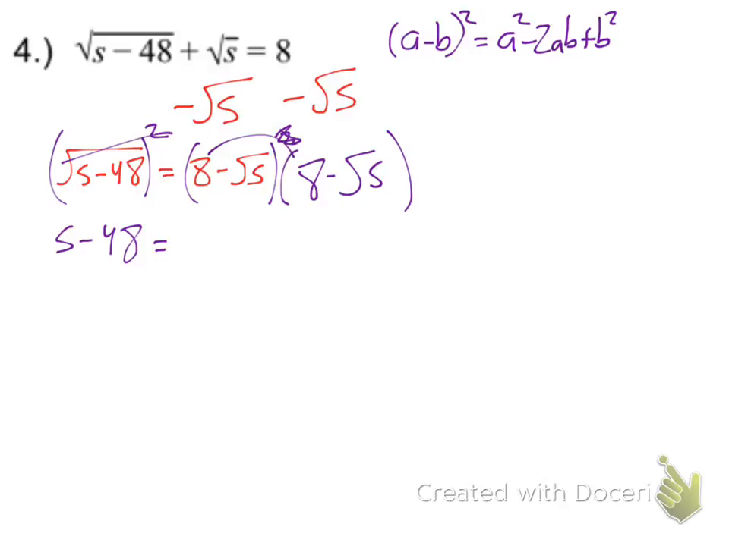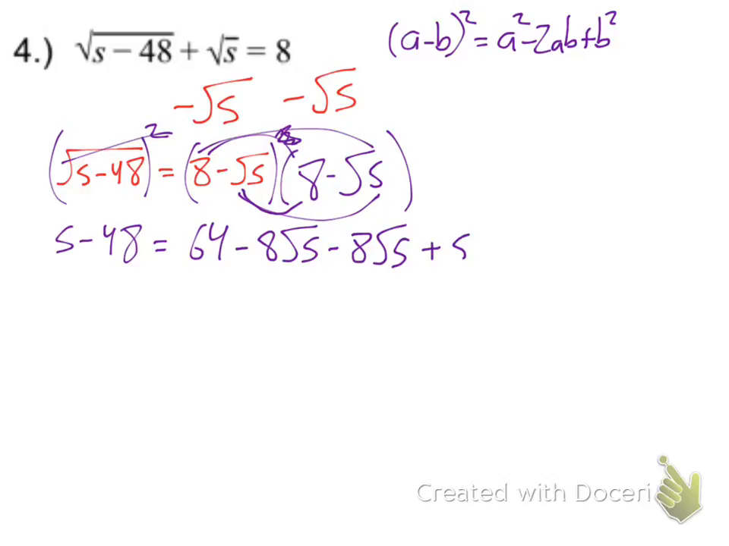So, 8 times 8, 64. 8 times the square root of S, negative 8 square root of S. Negative square root of S times 8, negative 8 square root of S. And a negative negative makes a square root of S times a square root of S. It's just S. Can you guys agree that it's just going to be S?